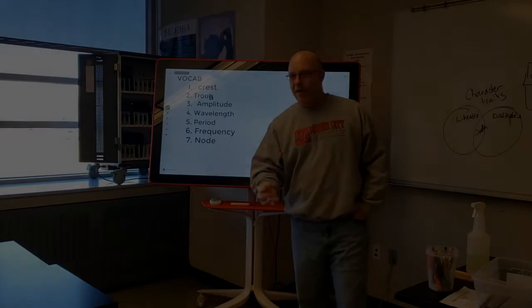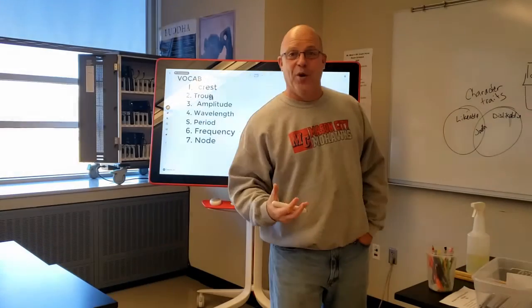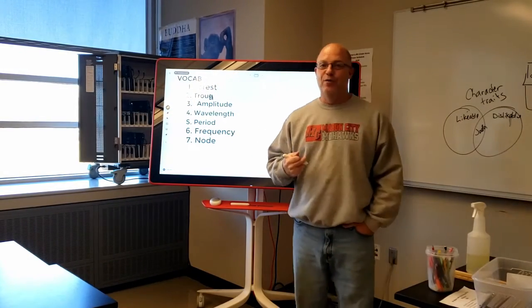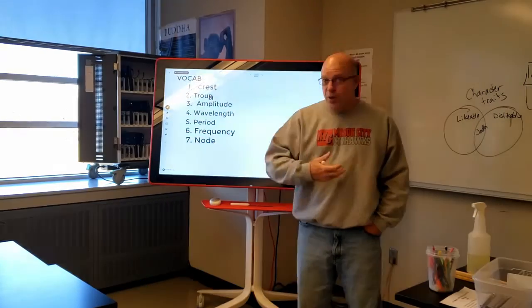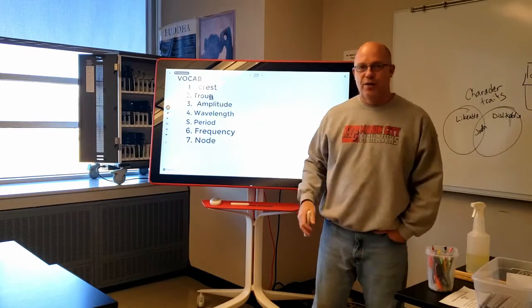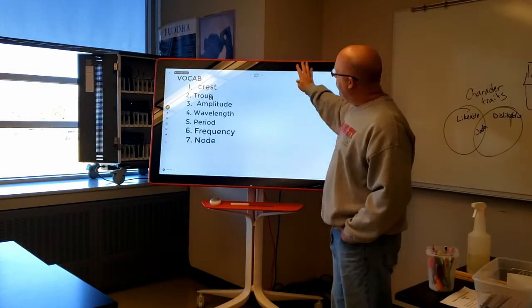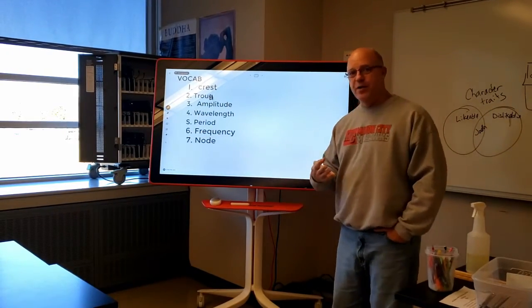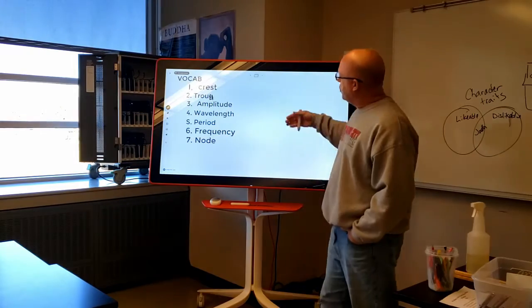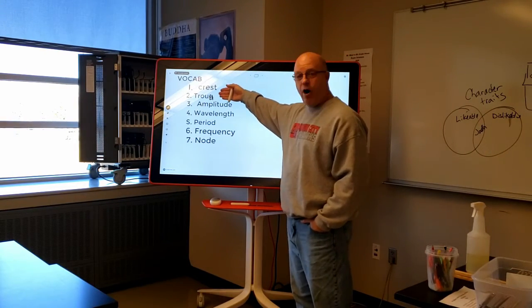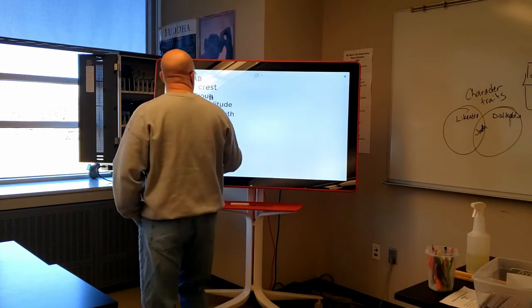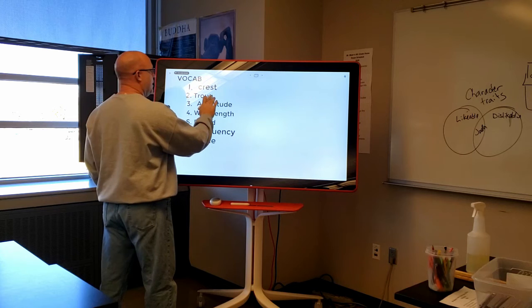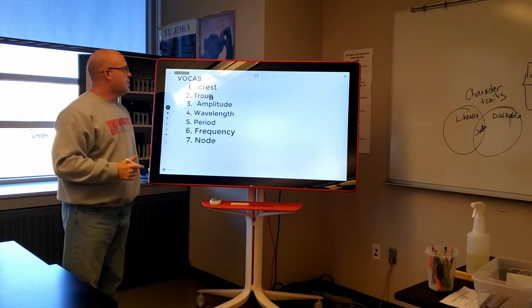Okay, now that you saw that, which is kind of cool, that you can see that that tuning fork is moving and that it has energy and that energy relates to actual motion of the water, let's talk about the words that we have. We have 7 words that you need to know about. The first one is crest, trough, amplitude, wavelength, period, frequency, and node. Those are the words that we're going to have.